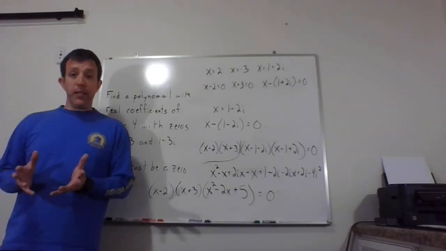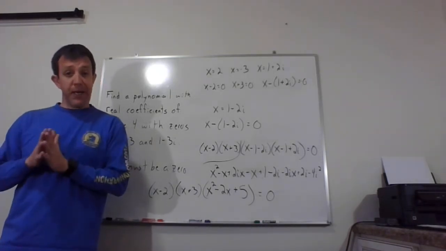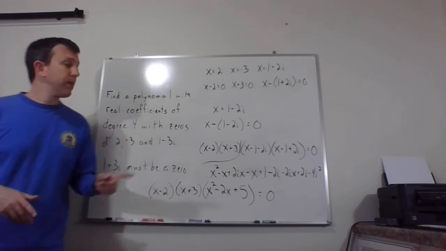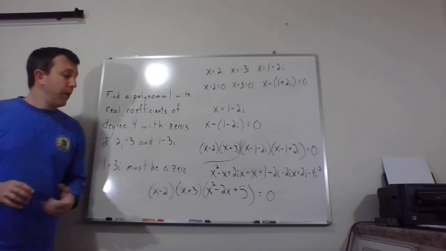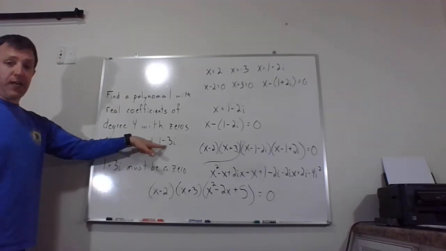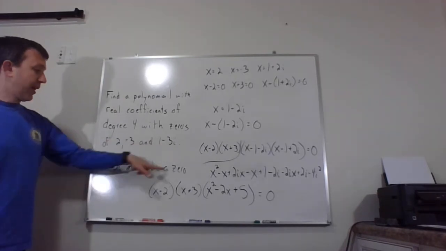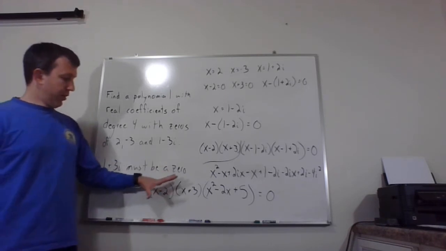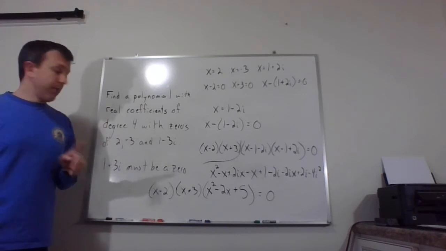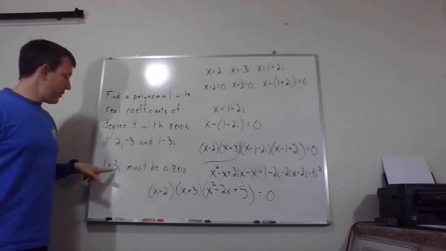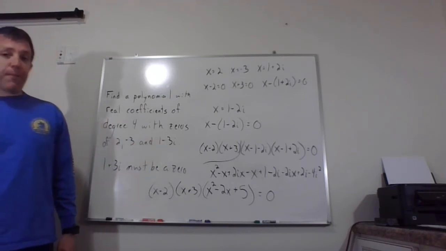Now, importantly, I've asked for a polynomial with real coefficients. And from what we just said about conjugate pairs, we know that since 1 minus 3i is a 0, 1 plus 3i must also be a 0. So go ahead and ignore this bit down here. We'll get there in just a second. So I really have my 4 zeros. 2, -3, 1 minus 3i, and 1 plus 3i.